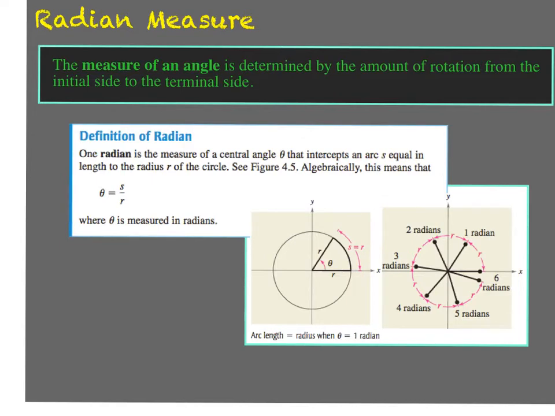I need a reader. Joe Marr, I've missed you. Go for it. The measurement of an angle is determined by the amount of rotation from the initial side to the terminal side. So again, it goes from an initial to a terminal.